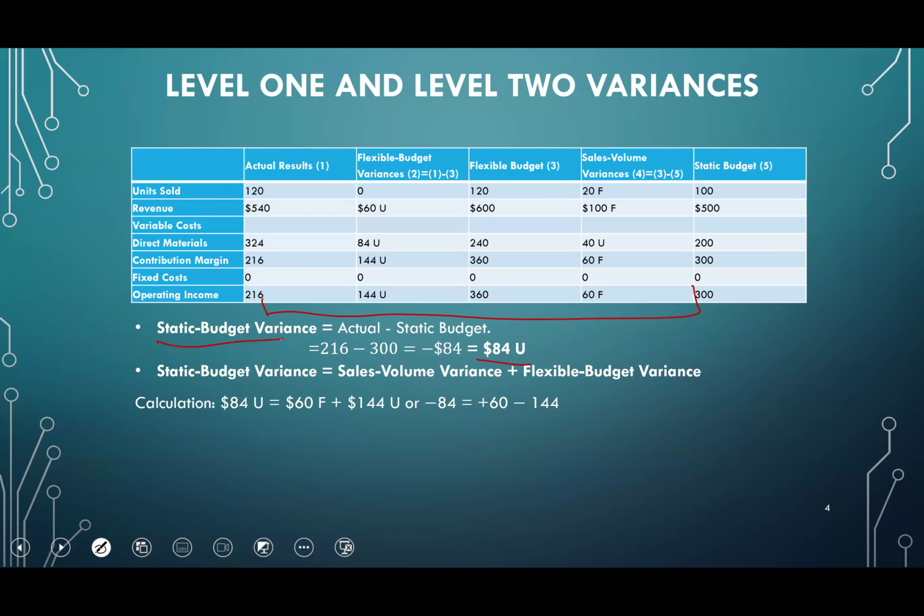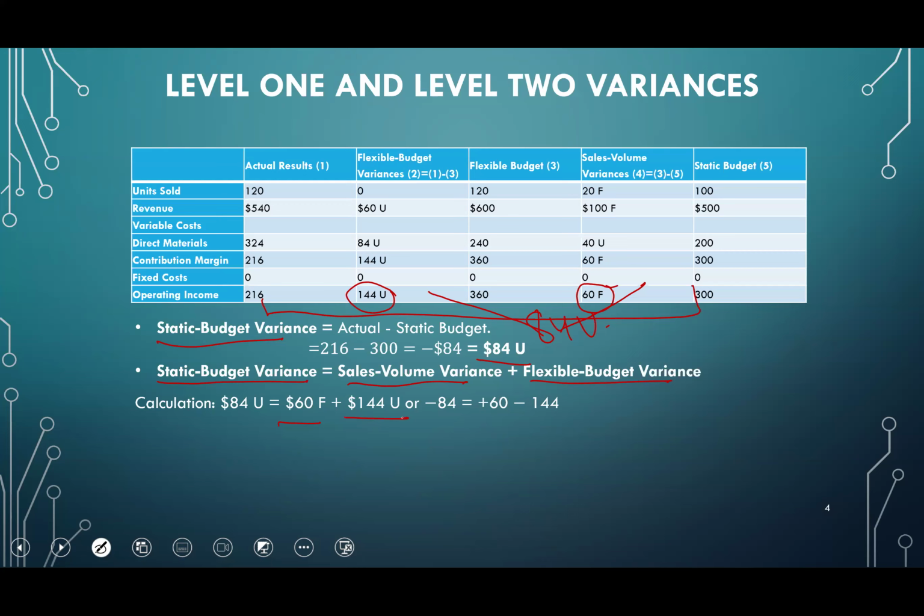The second thing to realize is that this difference, which is 84U, is split between two: flexible budget variance and sales volume variance. So static budget variance can also be calculated as sales volume variance plus flexible budget variance. Let's look at the proof. Notice my sales volume variance is 60F, which is this. My flexible budget variance is 144U, which is this.